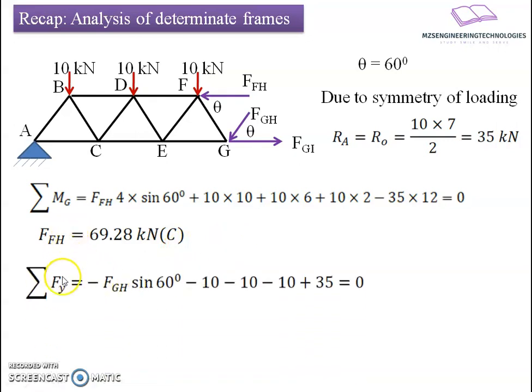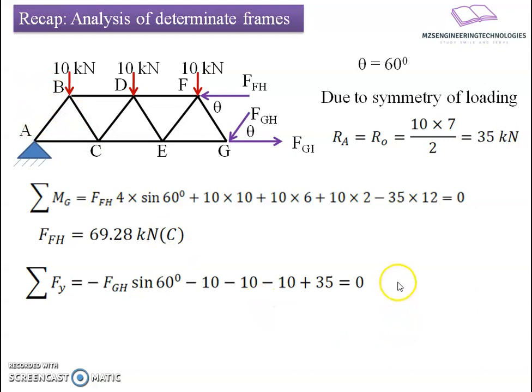Now I will apply the equilibrium equation in the vertical direction, where I will balance the vertical forces acting on the truss. The first component I consider is the FGH component resolved along the y direction. Since the angle is made with the horizontal, the vertical component will be the sine component. So I can say minus FGH sine of 60 degrees, and the sign is negative because it is going downward. Similarly, minus 10 panel load acting downward, minus 10 at D acting downward, then minus 10 kilonewton at F, plus 35, the reactive force going upward.